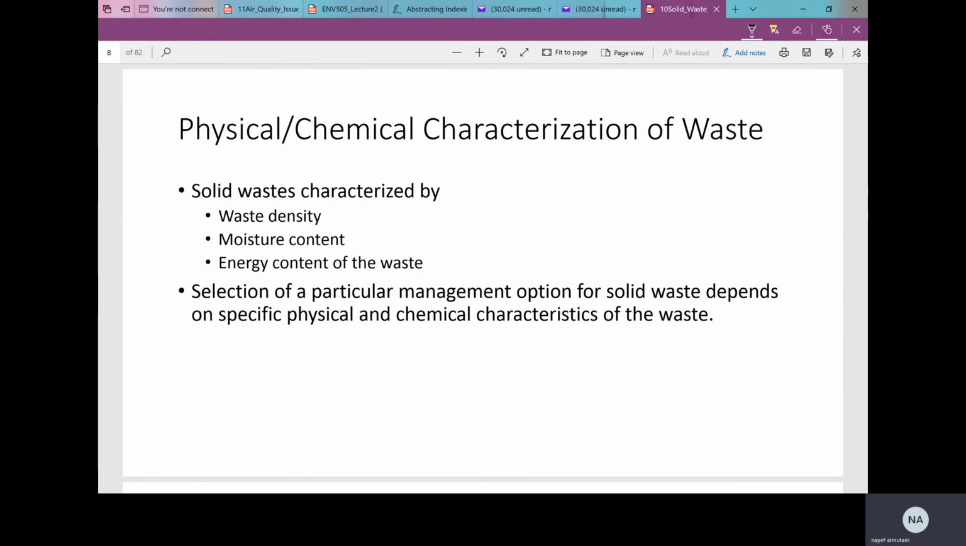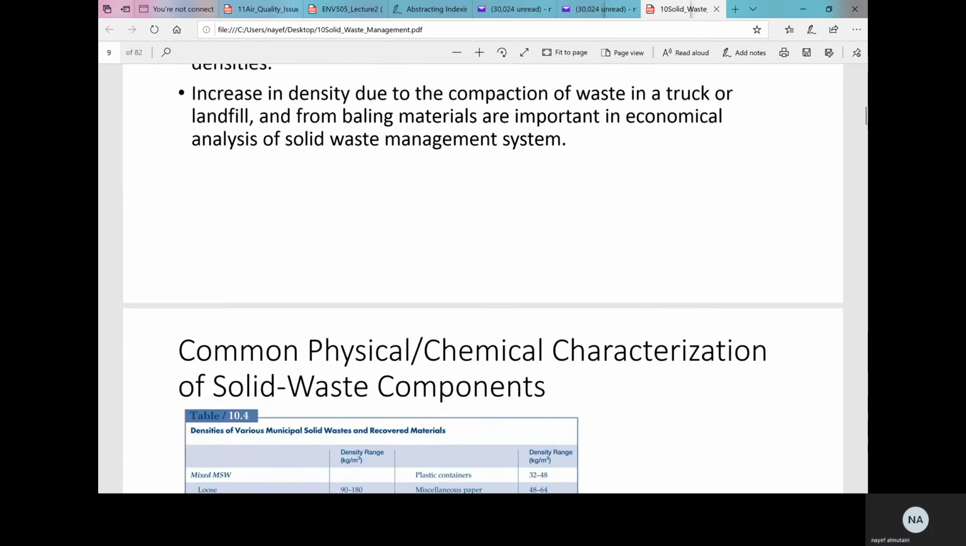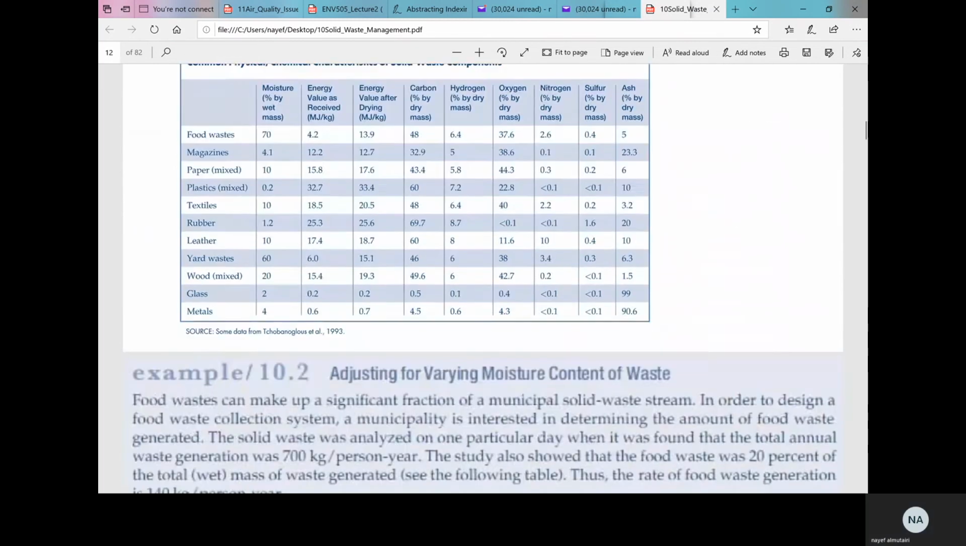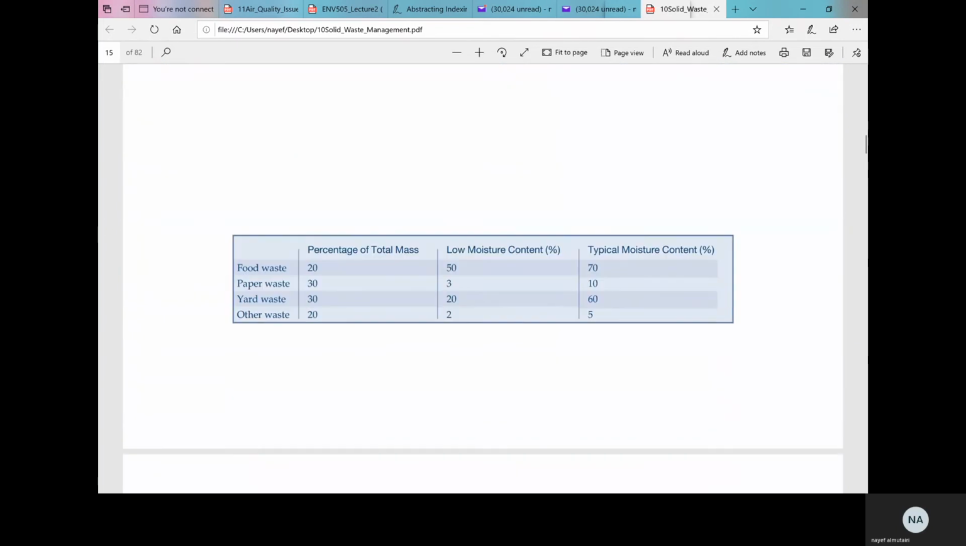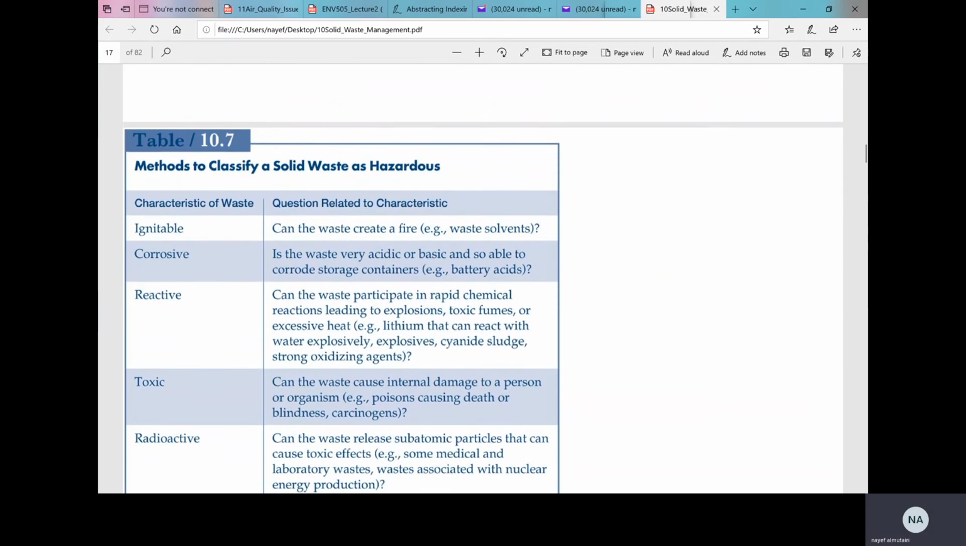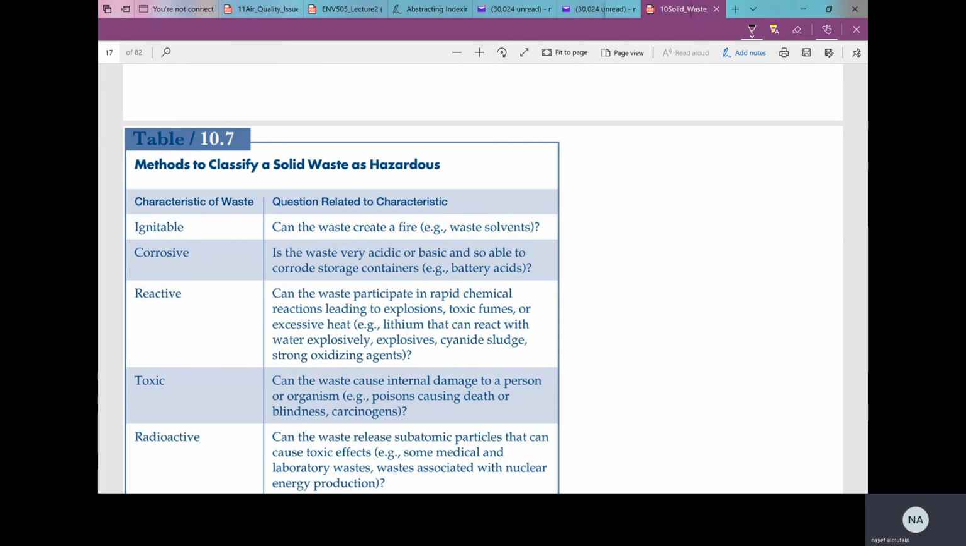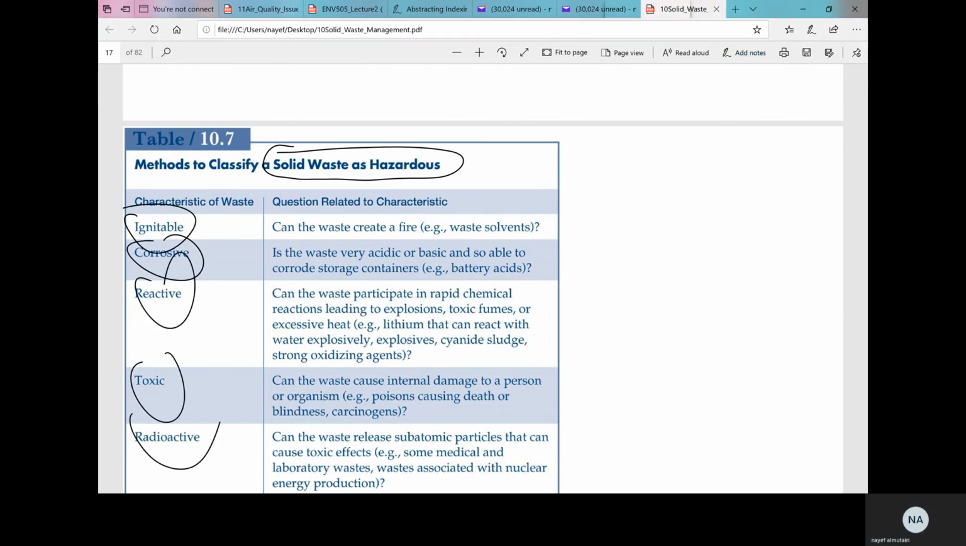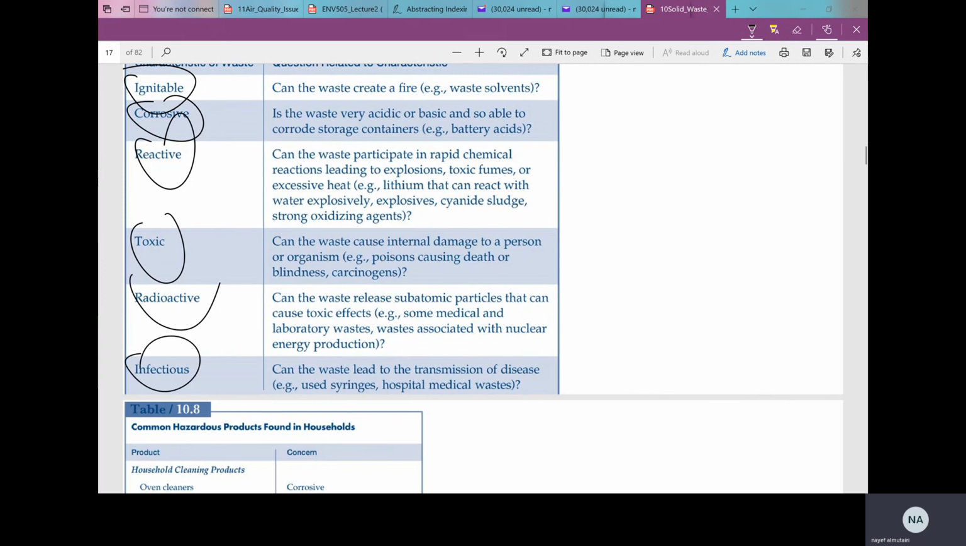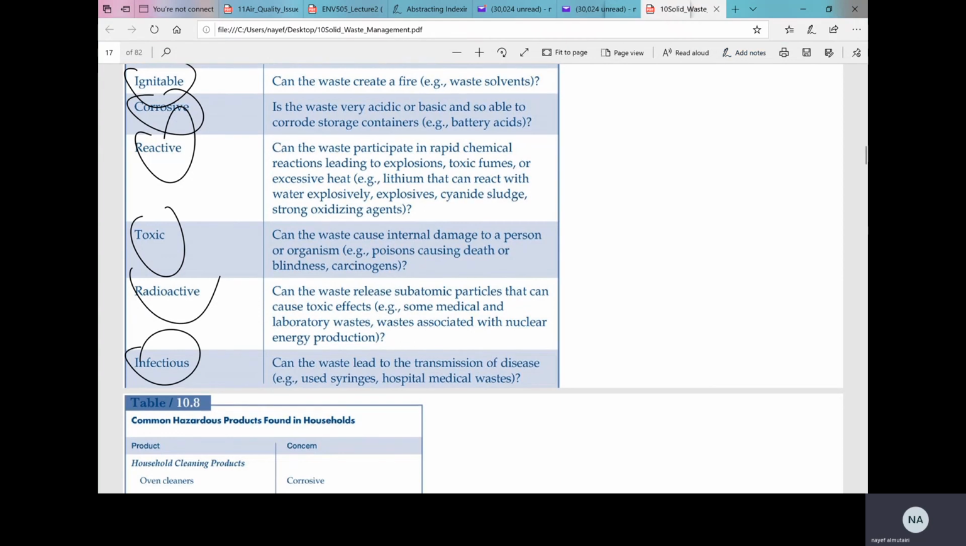Of course, solid waste is characterized by the following items. Know it for definitions. Not all of it is solid waste. Some of the solid waste is hazardous. If it is ignitable, corrosive, reactive, toxic, radioactive, or infectious, any of these characteristics, then this waste will not be called solid waste. It will be called hazardous waste.